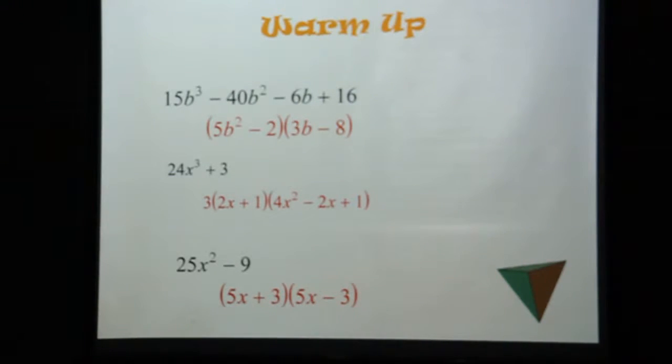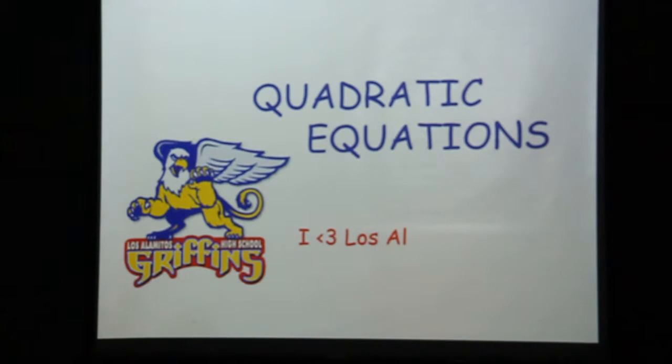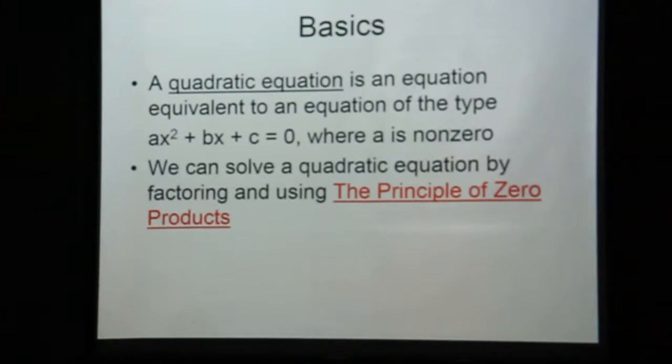Okay, today what we're doing, go on to the next one, sorry. Today what we're doing is quadratic equations. So the basics of a quadratic equation is an equation that is equivalent to ax squared plus bx plus c, where a is non-zero. Remember, a can't be 0 or else it is linear.